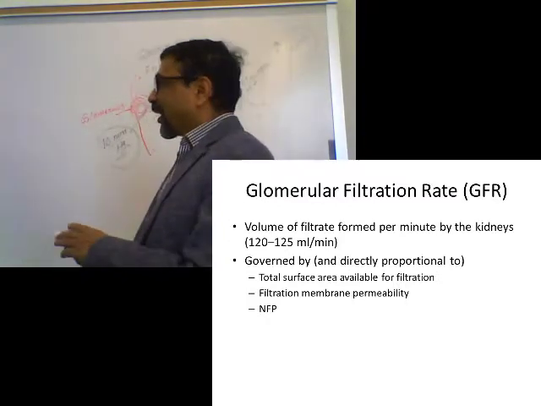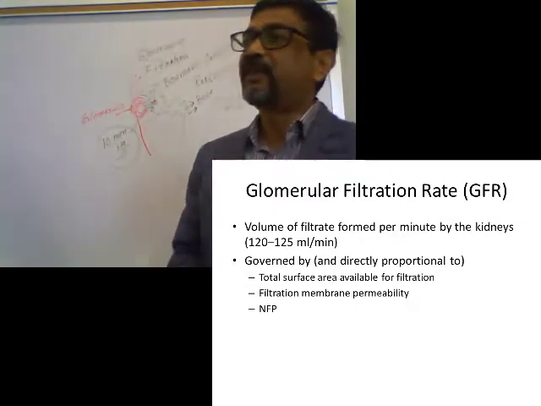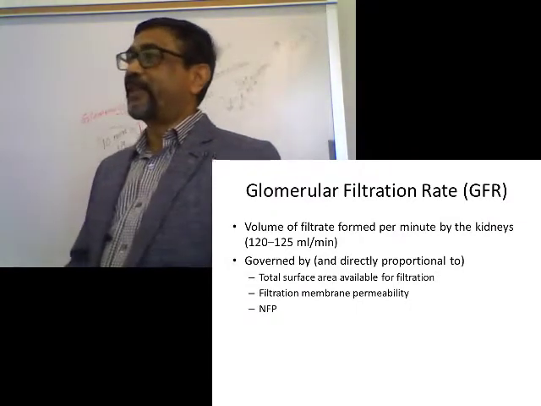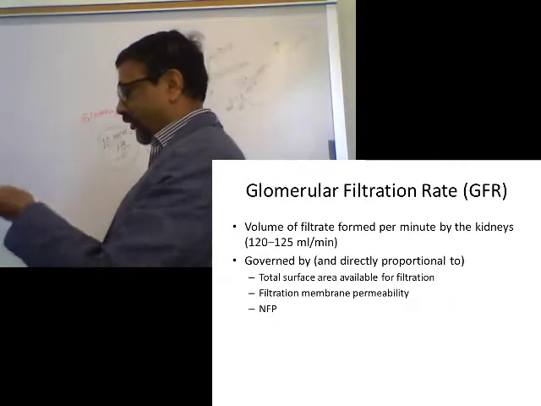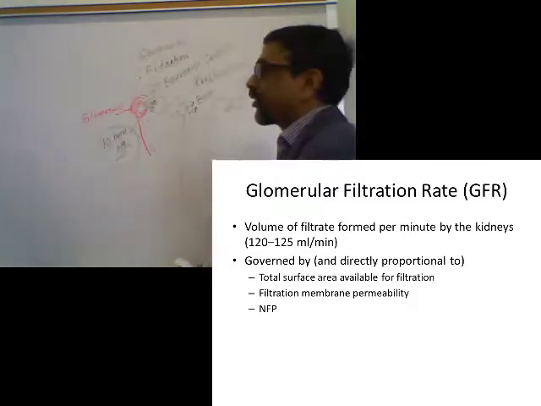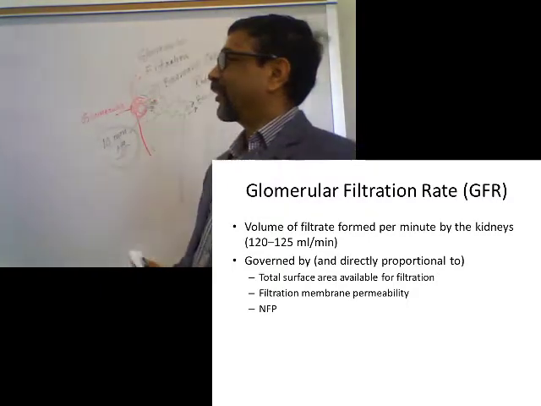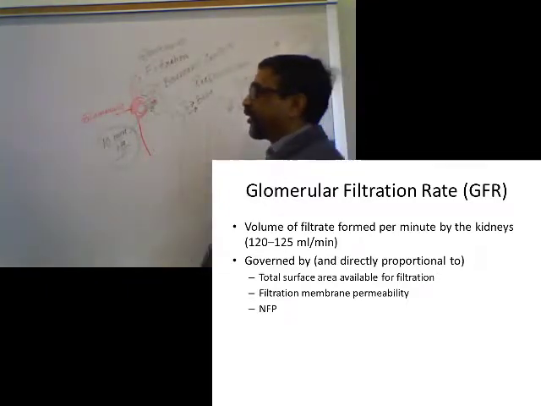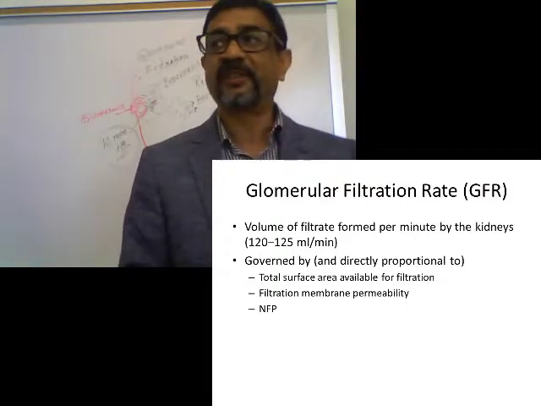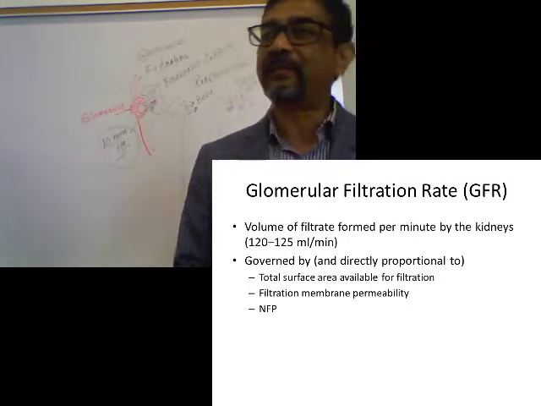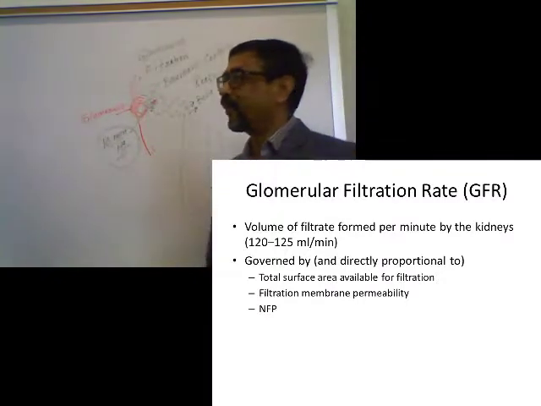Now, three factors can directly change the amount of filtration or filtration rate. What are those three factors? One is total surface area for filtration, another is permeability of the filtration membrane, and net filtration pressure, which is 10 millimeters of mercury normally, but if that pressure changes, as I have mentioned already, the volume will be more or less.